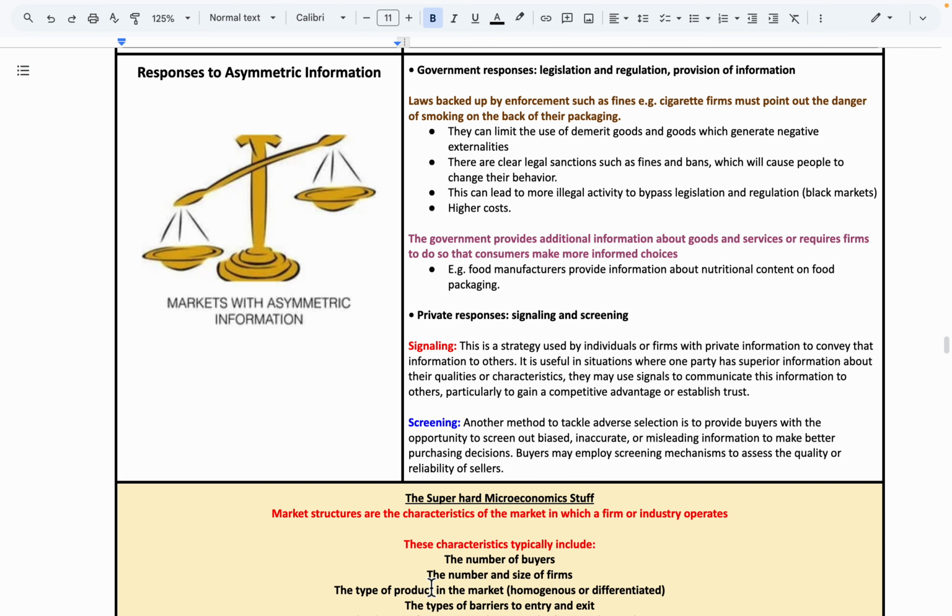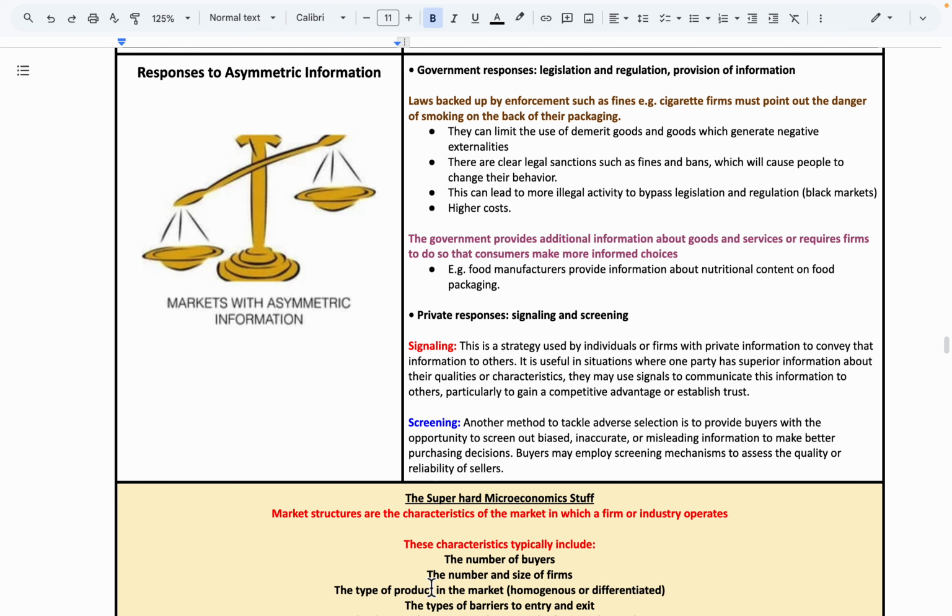Responses to asymmetric information. So governments can respond through legislation and regulation and provision of information. So legislation and regulation is basically laws, like enforced laws. So they can limit the use of demerit goods, with clear legal sanctions such as fines and bans. This can lead to more illegal activity though, because that's a bad thing. It's a black market thing, and higher costs in general.